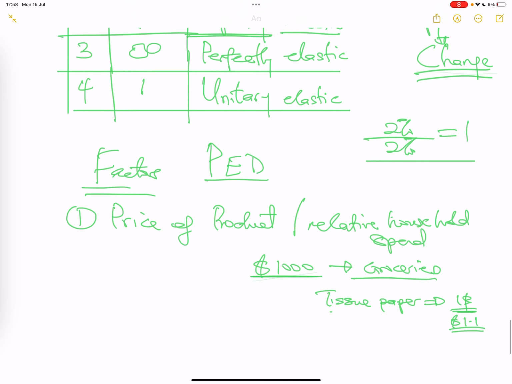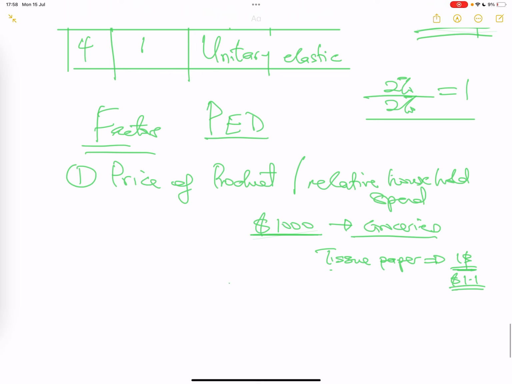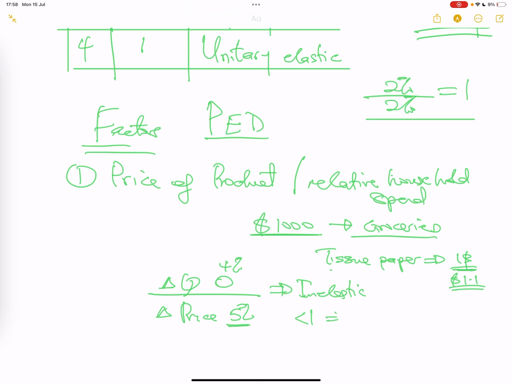And in that case, our numerator will be less than our denominator. So when the price has changed by, say, 5%, the quantity will not have changed by up to 5%, maybe not even change at all. If it does not change at all, it is 0 and it is perfectly inelastic. But if it changes but not as much as 5%, say 4%, then this will be less than 1, and that is still inelastic, but you call it relatively inelastic.